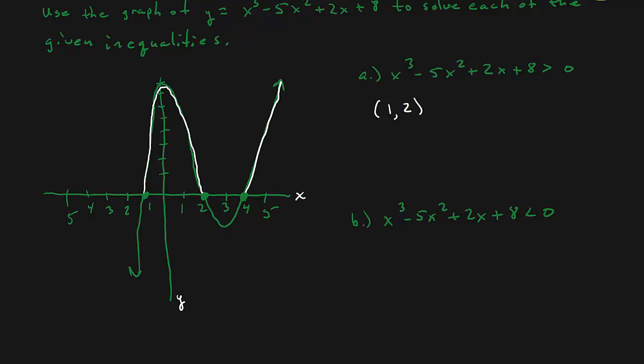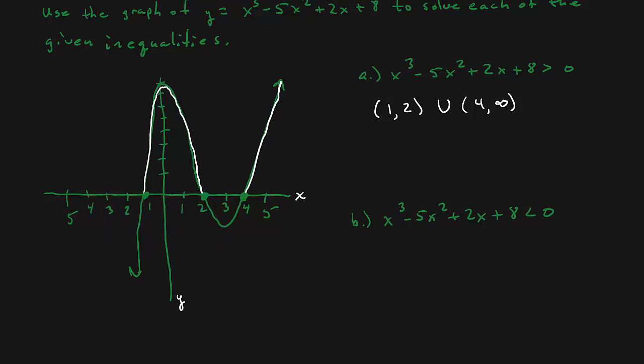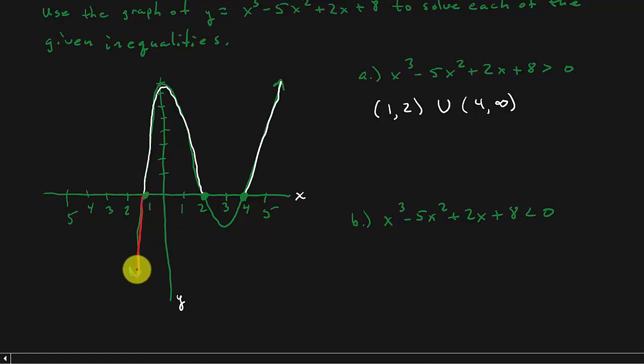or from, see here, starting at 4, from 4 to infinity. Now, it wants to know, when is this function less than 0? So that's when it's below the x-axis. And you can see it's below the x-axis here and here. So you can see it's coming down, but it's also going to the left. So you can see from negative infinity to 1.